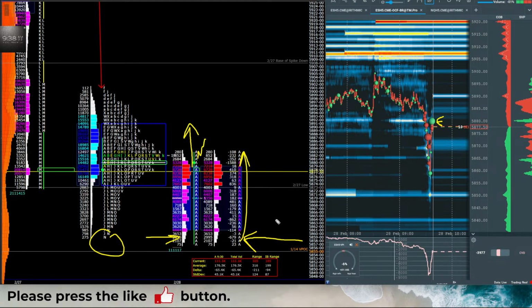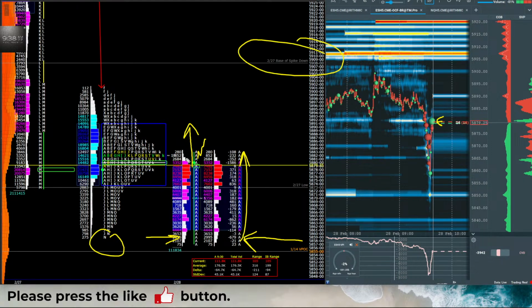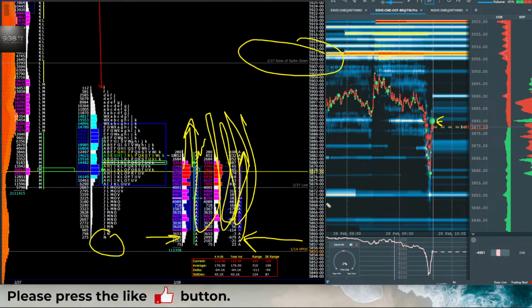Okay. So right now I'm still bearish. I will remain bearish as long as we remain below 59.08. But I expect we're going to do a little sideways dance here inside this overnight range for a bit.